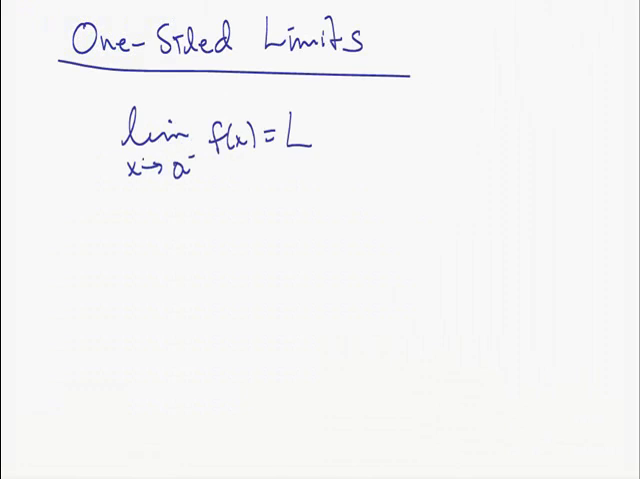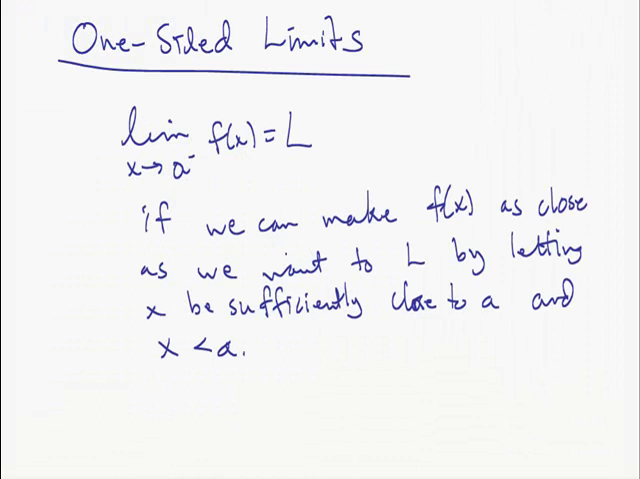But the next thing I want to talk about is the concept of one-sided limits. So we have this notation here. The limit as x approaches a with a little negative sign above the a. We read that as the limit as x approaches a from the left of f of x is equal to L. And what that means is, just like the previous definition of the limit, this means we can make the function f of x as close as we want to this limit value L by letting x be sufficiently close to a but less than a. So x approaches a from the left means our x values that we're going to be looking at are going to be only x values that are less than a.